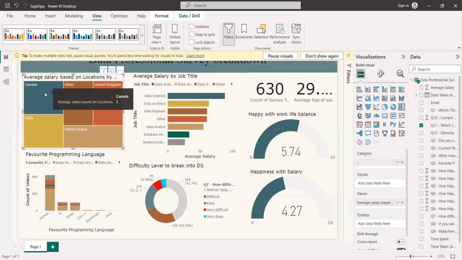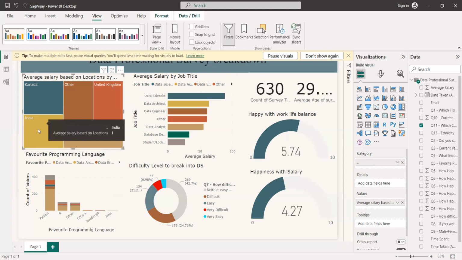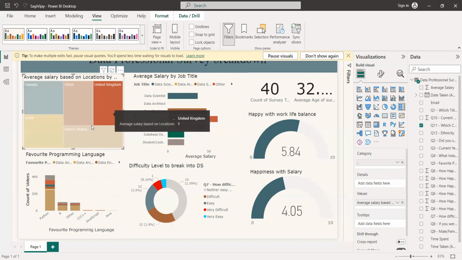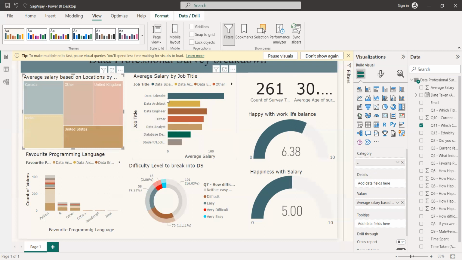I created a tree map which includes the main countries where the market is very high, and as you can see, for the United States, the average salary can be shown as 130K, which is the highest, for a data scientist. The data architect is a little bit less, which is 75K. Data engineer at 91K. Data analyst is 79K, and so on and so forth.